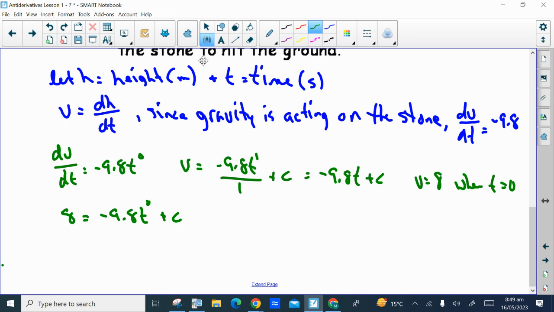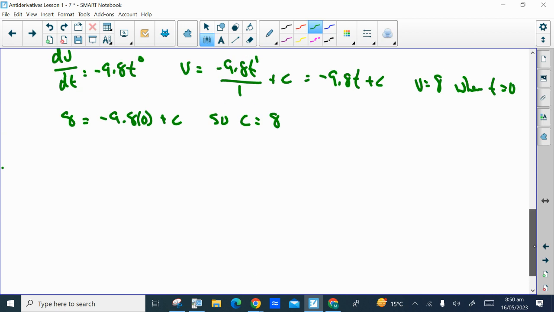Whoops, that's not 0 there, that's 1. But we're going to let the time be 0. And so c will equal 8. And we can write a velocity equation now.